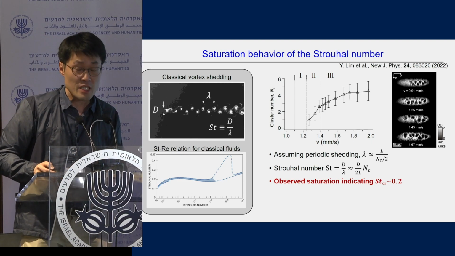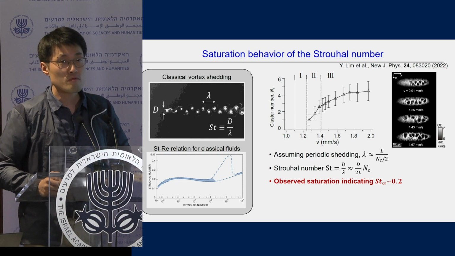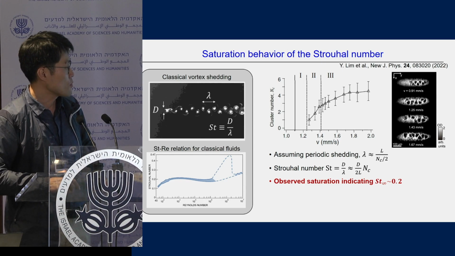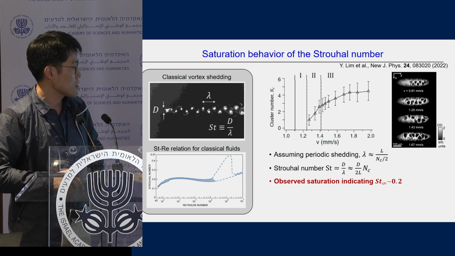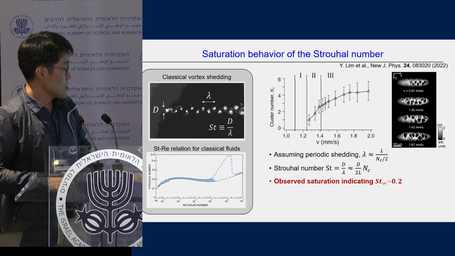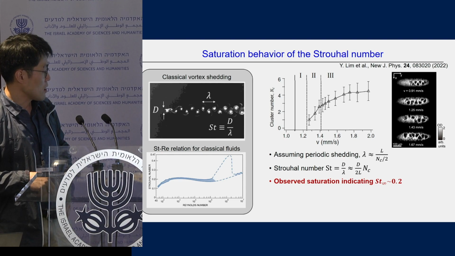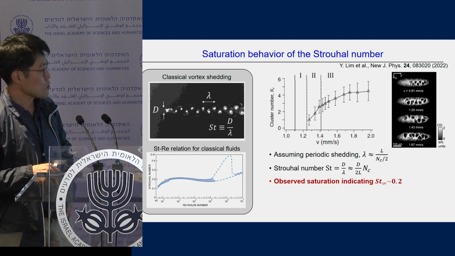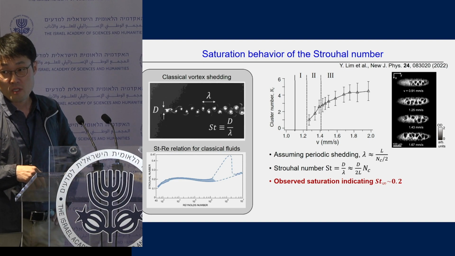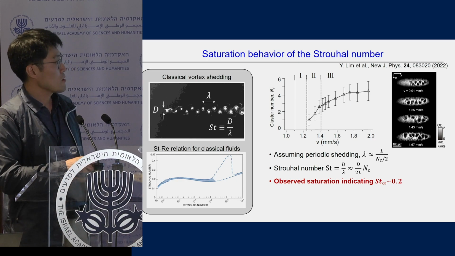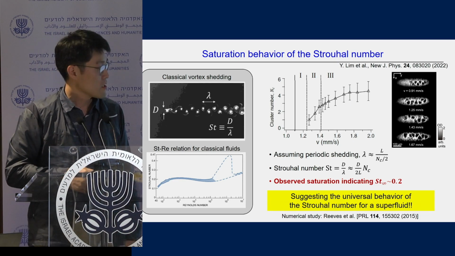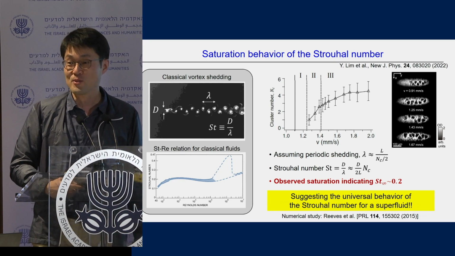Furthermore, in classical fluid studies, people study the ratio of obstacle diameter divided by the vortex drift spacing. It's very interesting. Over a large range of Reynolds numbers, this value, named the Strouhal number, is very, very constant, about 0.2 in the classical viscous fluid. We also studied that dimensionless number in our system, and we found that it is also very close to 0.2.